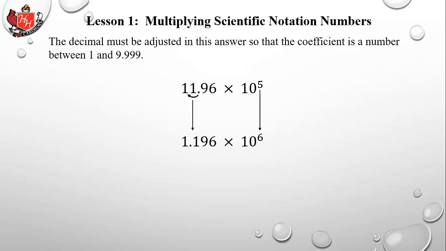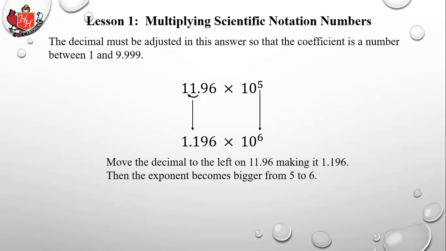But in scientific notation, except for one exception we'll talk about later in the course, you should move that decimal place over. So move the decimal to the left on 11.96, making it 1.196. Then the exponent becomes bigger from 5 to 6. Okay, so it's a pretty easy concept. It can also go in the other direction sometimes.